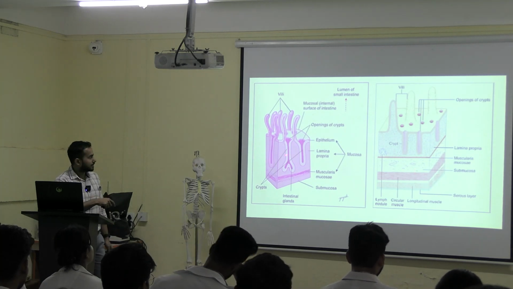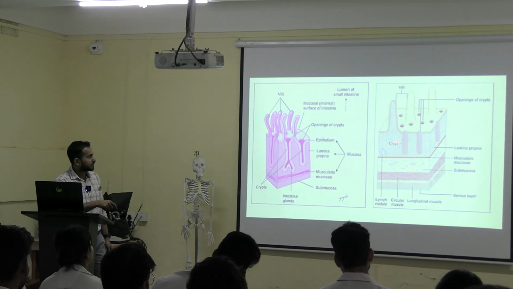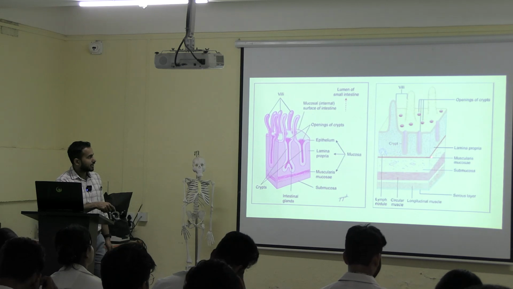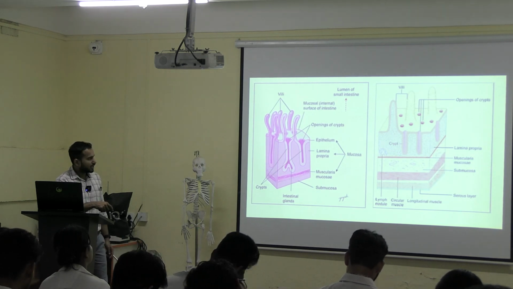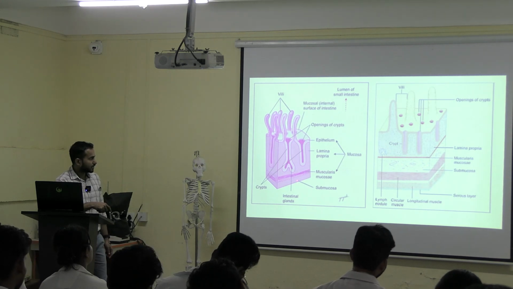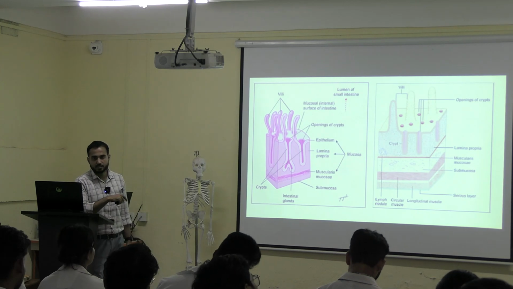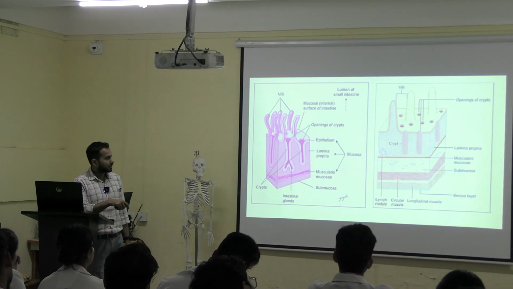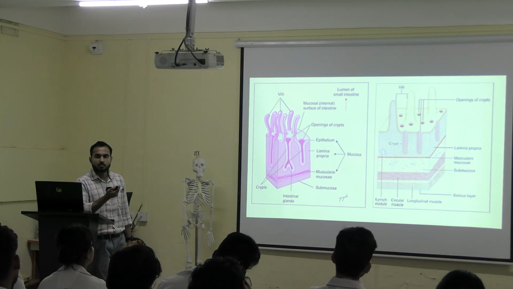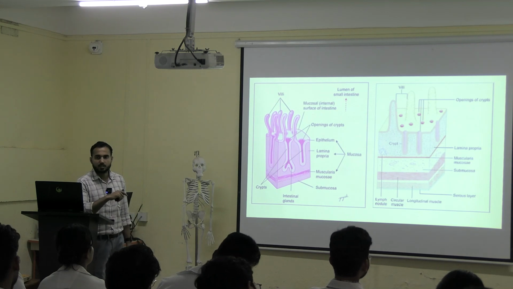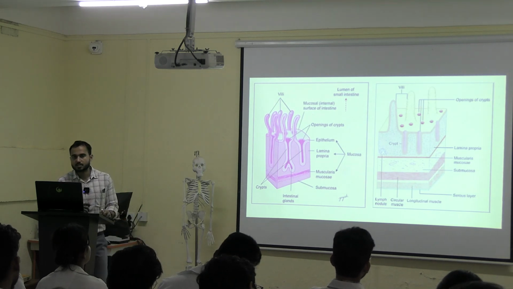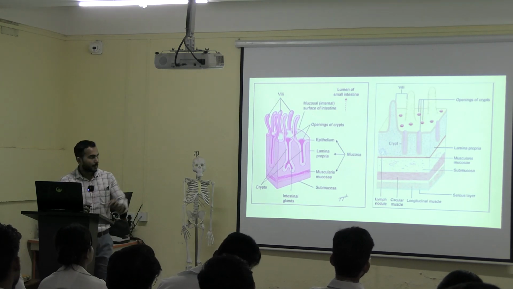So here you can see the lamina propria. Look at the whole lamina propria. Here also you can see the lamina propria. Then here you can see muscularis mucosae. Then here submucosa, and below submucosa muscularis externa is present. And then the serosa. Now some part it will be serosa, some part it will be adventitia, depending on whether peritoneum is present or absent.